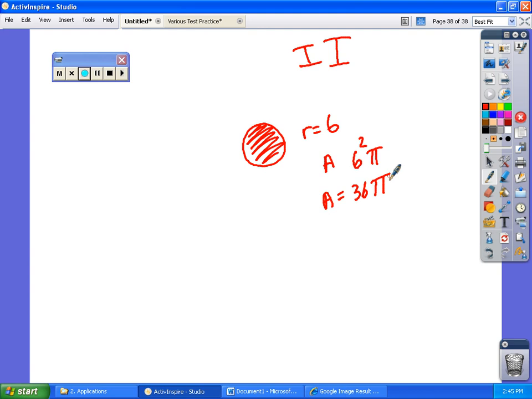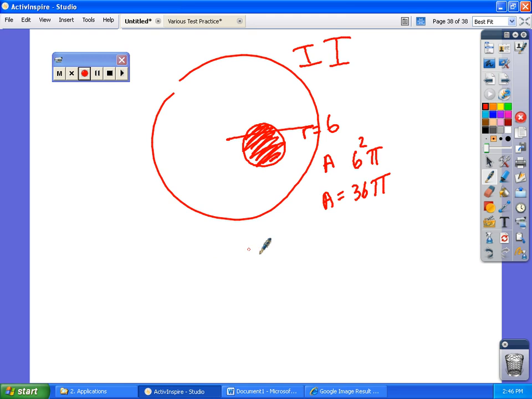But for probability, I have to take the area of what I'm looking for and divide it by the total area. So the total area of the entire figure, if you look, it says the diameter is 12, then it's another 6, then another 6. So the actual radius of the big circle, all the way across, is 6, 6, and 6, it's 18. So for the big circle, its area equals 18 squared times pi. So 18 squared is 324. And so that's 324 pi.